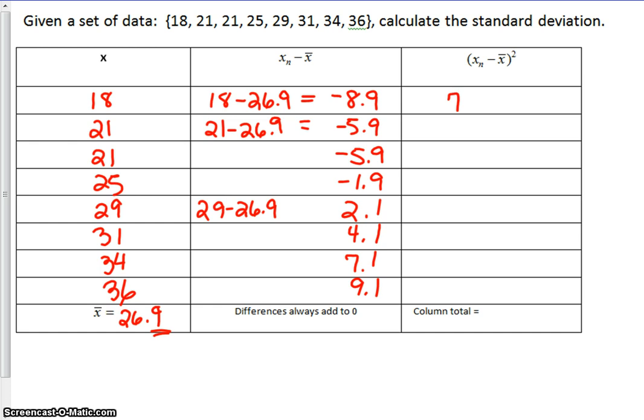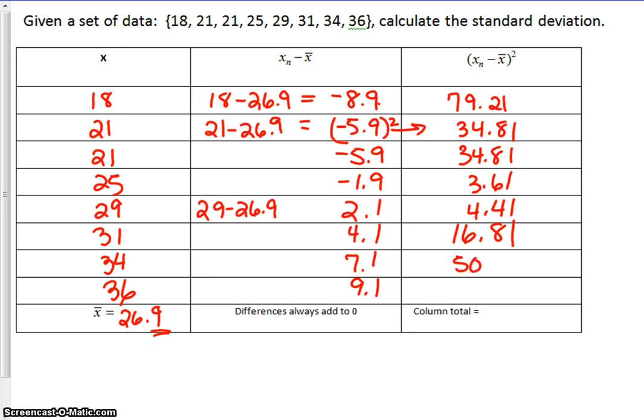So then when I square it, negative 8.9 times negative 8.9, I got 79.21. When I square the next value, I got 34.81, 34.81, 3.61, 4.41, 16.81. Now these would be smaller the closer the mean is to the value, because you'd have a smaller difference there. Then 50.41, 82.81. And then I added it all together, 306.88.